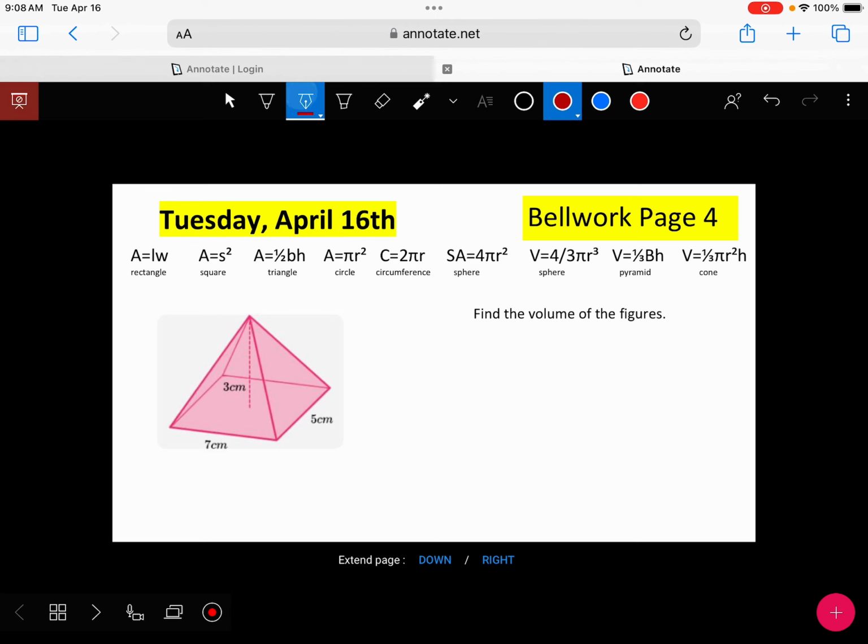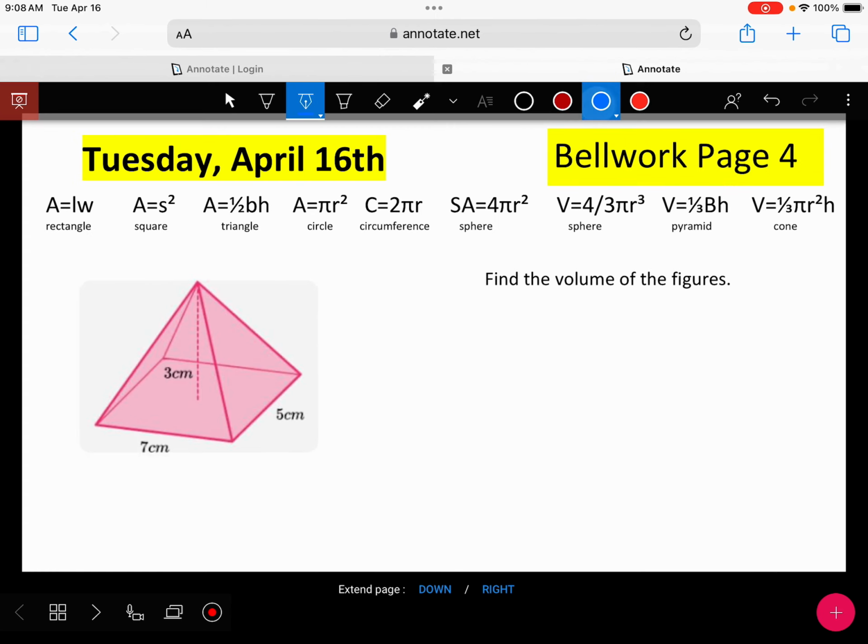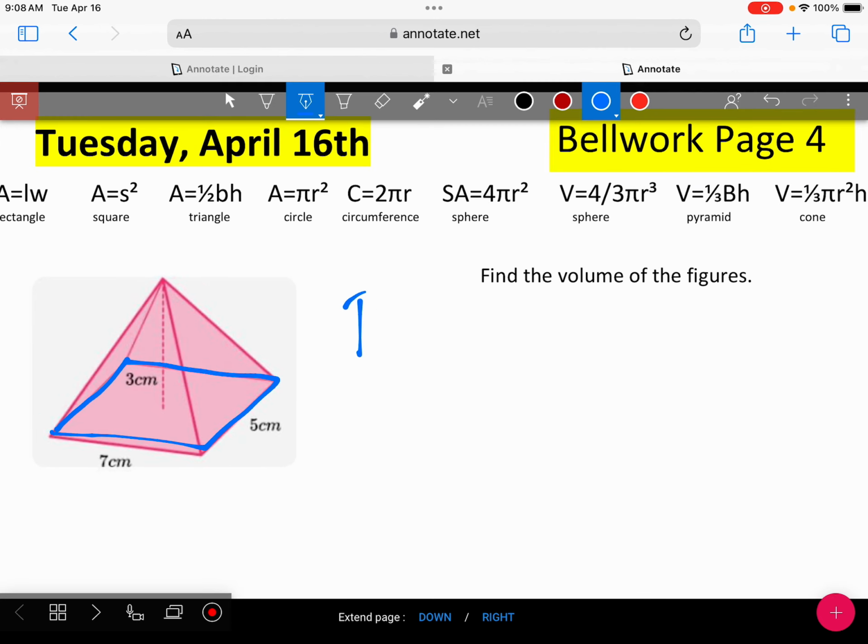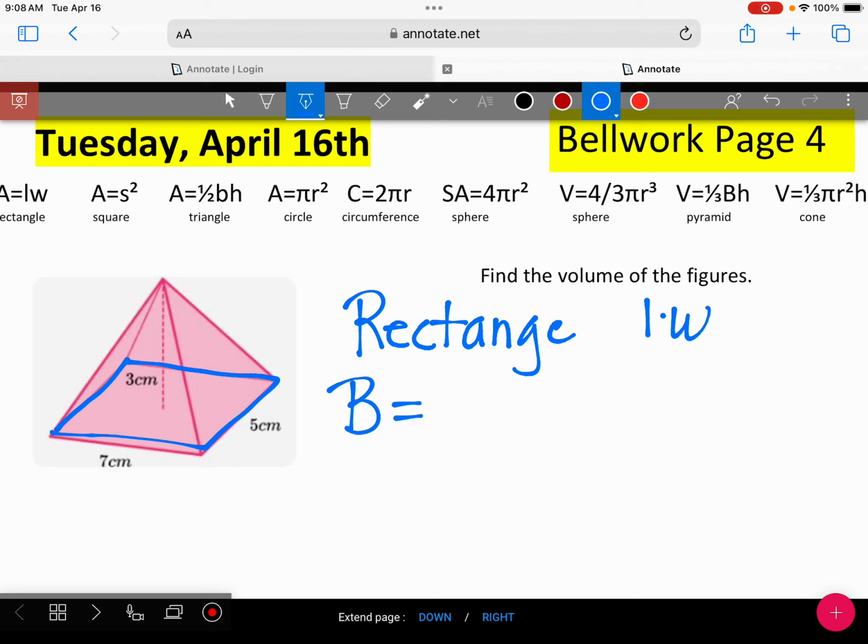Okay. First thing you want to do is figure out what is the shape at the bottom. And this is a rectangle. So because it's a rectangle, to find the area of a rectangle, it's just length times width. So we have to find the area of the base, which is just going to be 7 times 5, which is 35.